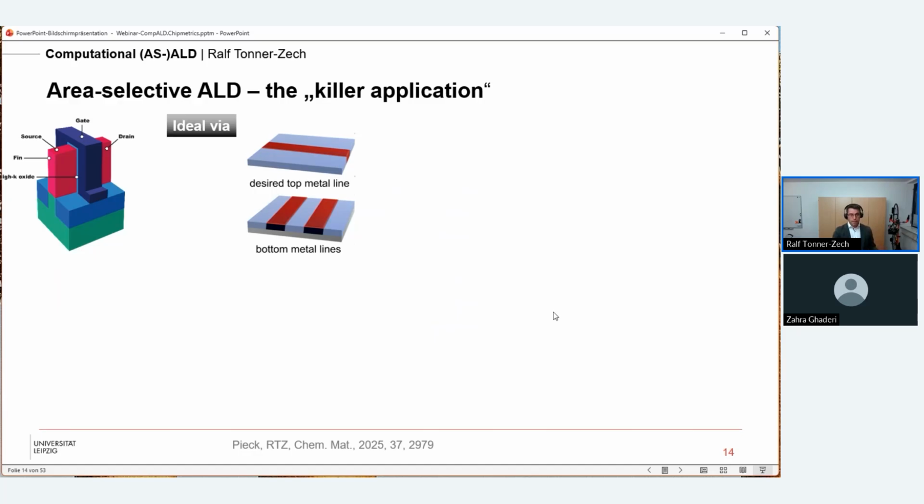Why do people want to do this effort? The so-called killer application for area-selective ALD is the so-called ideal via. So what you have, if you have some sort of transistors, you have to somehow connect them in a certain dimension to be able to sort of give current to a certain type of your transistors. So you have bottom metal lines that you somehow have to connect to the top metal lines. And to do this, you use a connection which is called a via.